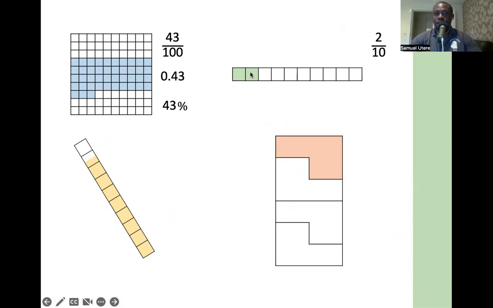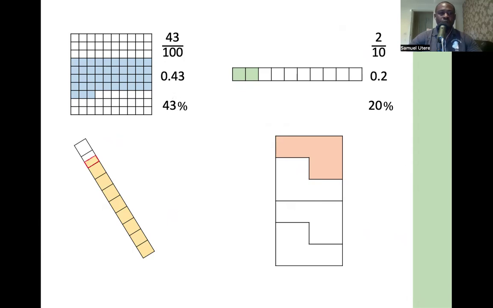Now when we do that, you'll notice that we have 2 whole columns shaded. So if we keep stacking the same thing into 10 lots so that we form 100 squares, we're going to have 2 whole columns shaded, which makes 20. So actually 2/10 is 20 hundredths, which is the same thing as 0.2, and that is the same thing as 20%.